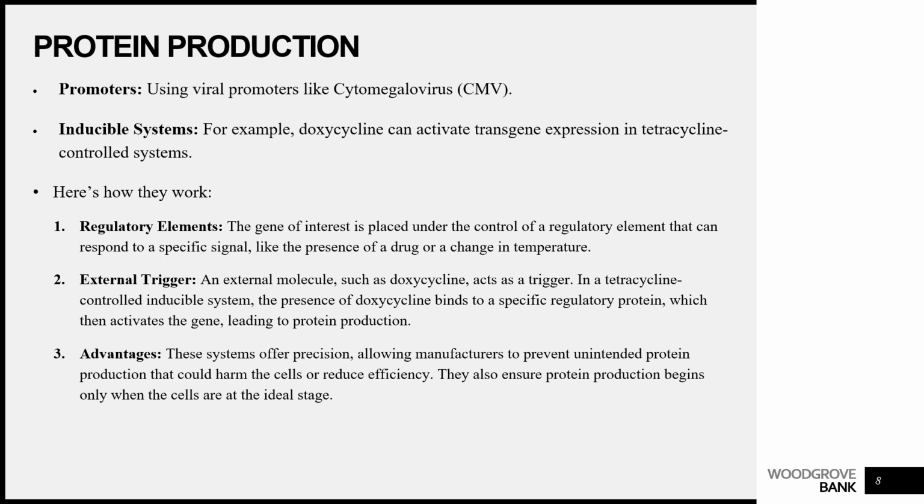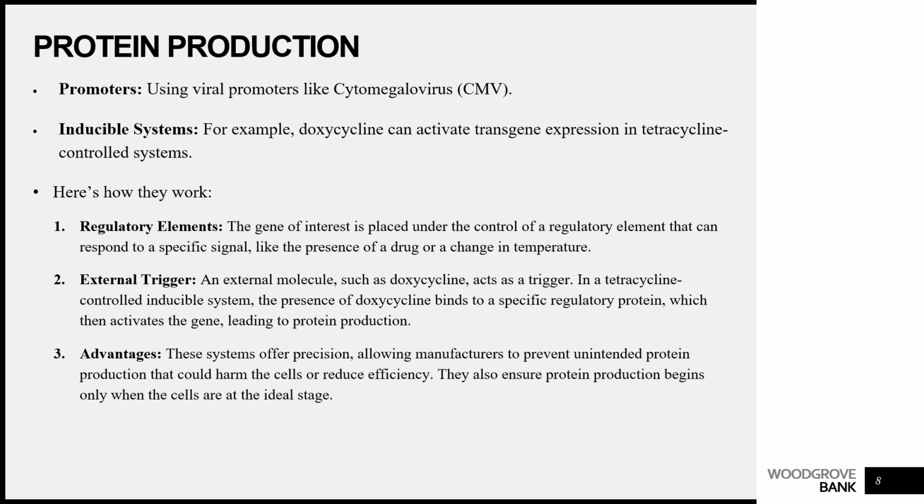But the promoter is a viral promoter like cytomegalovirus, and this is a very common promoter. I think it's a type of herpes virus. This cytomegalovirus promoter, CMV promoter, is widely used, and it's derived from an immediate early gene of the human cytomegalovirus. It's a regulatory element of the gene, and it really drives the strong constitutive expression of the gene in mammalian cells.